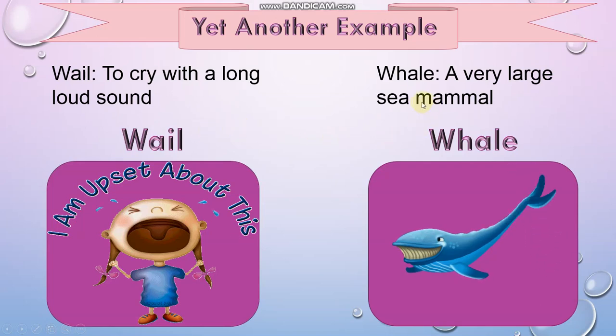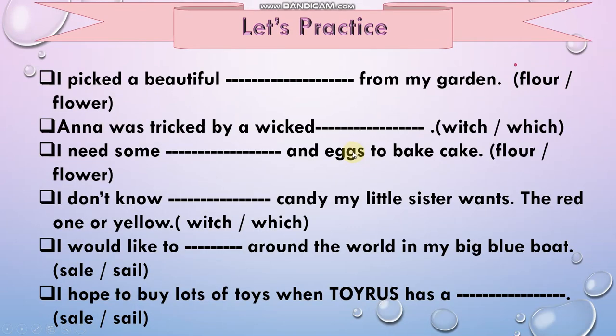It means I saw this beautiful sea mammal in the ocean. Alright, let's move on to our practice section. Let's practice it. I'm going to be reading the sentence and I want you to pick the correct word in the brackets. Which word will fit in the sentence? Which word belongs in the sentence and which does not?